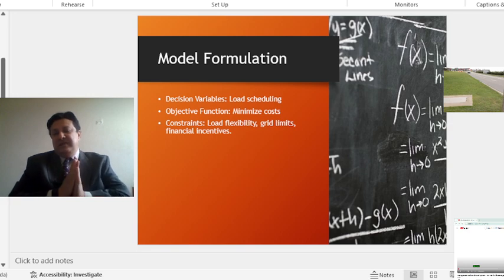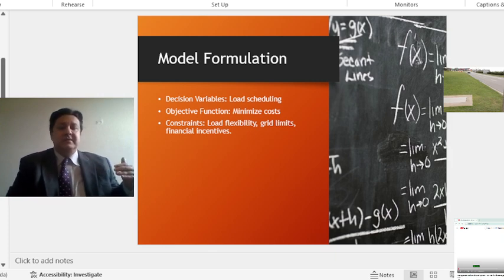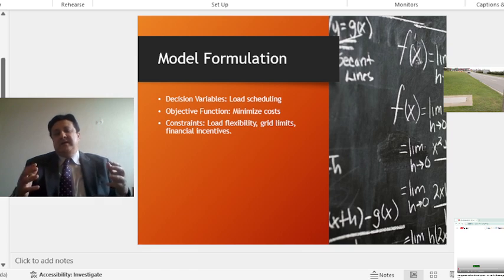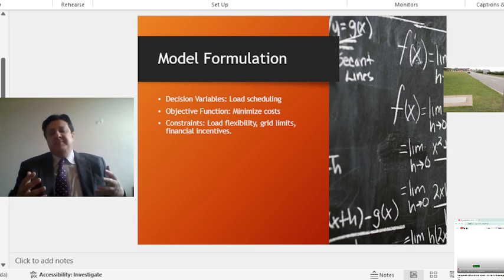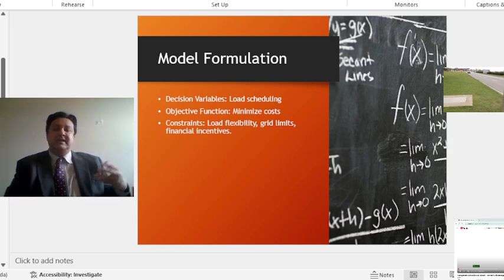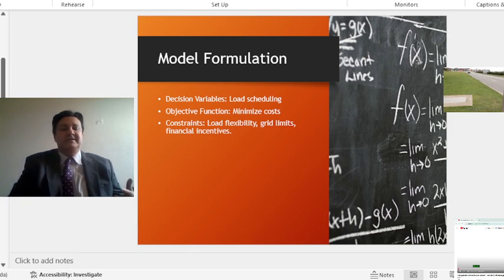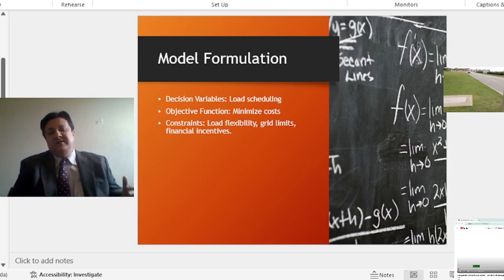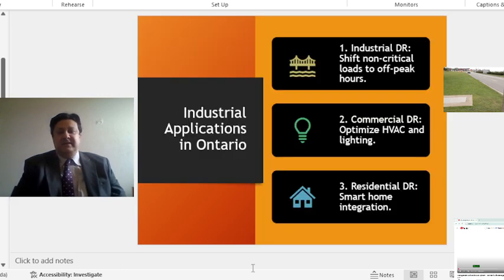For load flexibility, certain loads such as HVAC and EV charging can be shifted within allowable time windows without impacting operations. One constraint is user preferences: comfort constraints for heating, cooling, and essential equipment to ensure user satisfaction. The grid limits constraint is capacity restrictions from the utility provider, ensuring grid stability. And for the financial incentives, utilizing time of use pricing, demand charges, and incentive programs for demand side participation. This is just the beginning of the discussion.